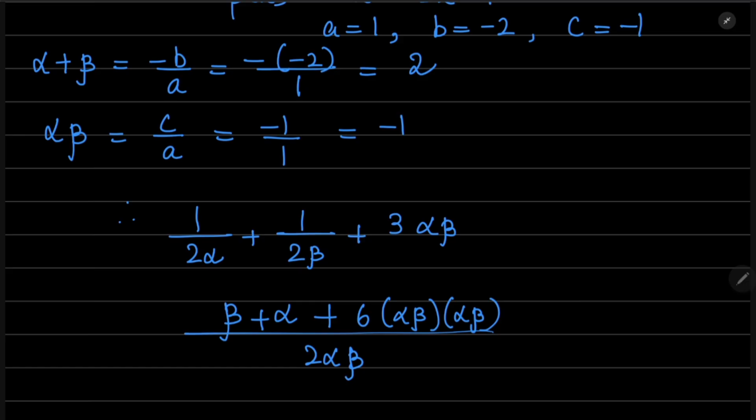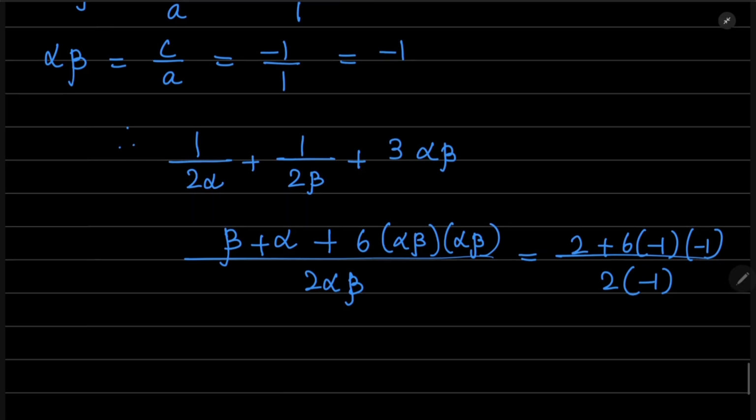So alpha plus beta is what? Plus 2. So let's substitute the value. Alpha plus beta is 2. So here you will get alpha plus beta, which is 2, plus 6 multiplied by alpha beta, which is minus 1, whole divided by 2 into minus 1. Right? So minus into minus is plus. So it's nothing but 2 plus 6, which is 8, divided by minus 2. So 2 4s are 8. The answer is minus 4.